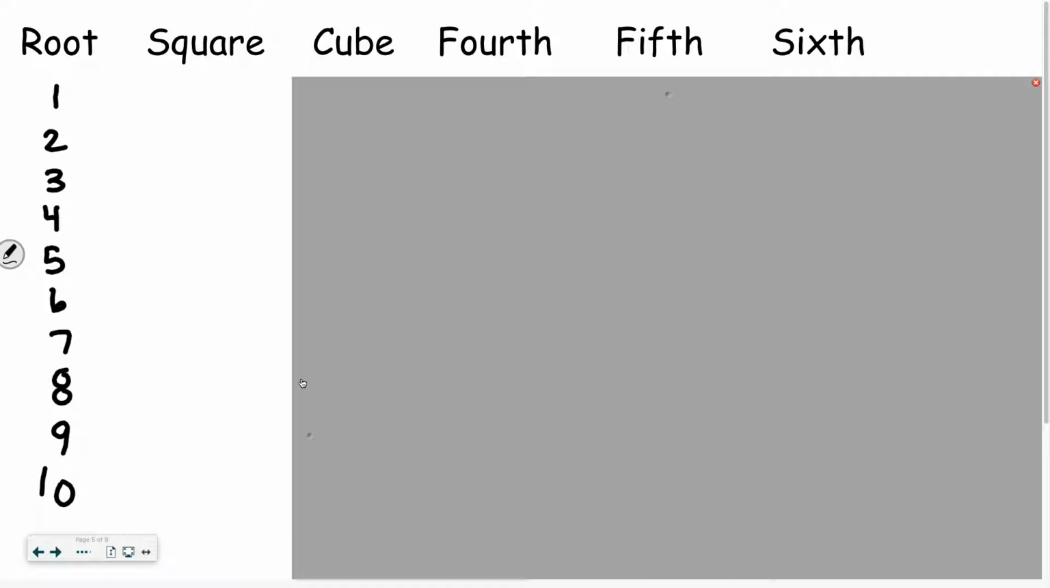Okay, we're going to list the perfect squares. To get the perfect squares, we're just going to take all these numbers in the root column and square them. So we already know what the perfect squares are, right? 1, 4, 9, fill in the rest.